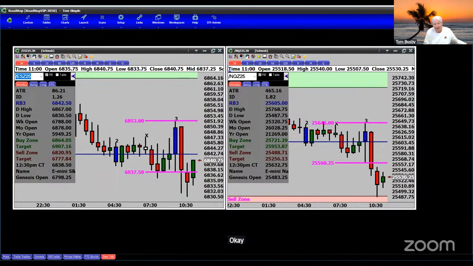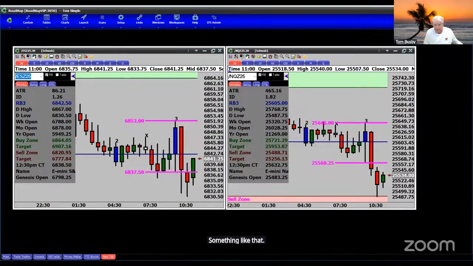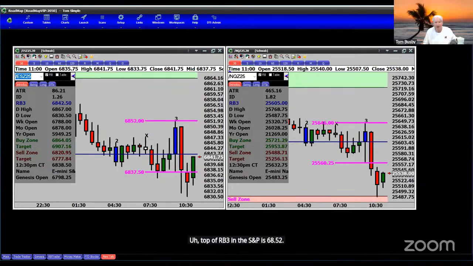Okay, now you just got a new high over here on the SPY. Everybody see that? And for the SPY to turn really bullish, you got to take out the top of RB3, which is about 53, Chuck, 54, something like that. Top of RB3 in the S&P is 68.52. If you get higher than that, then you can start being aggressive because the NASDAQ should pull higher also. The Dow is already there.